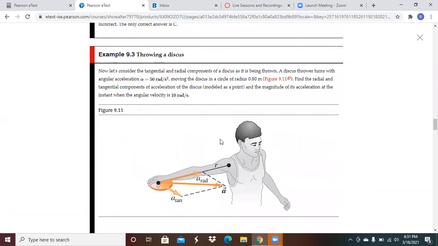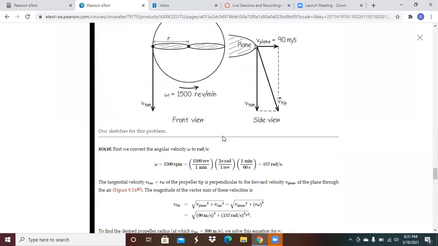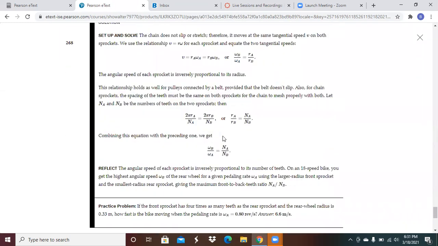It's going to take some work to go through that and see this. And there are a few problems here you can go through. Check that out.